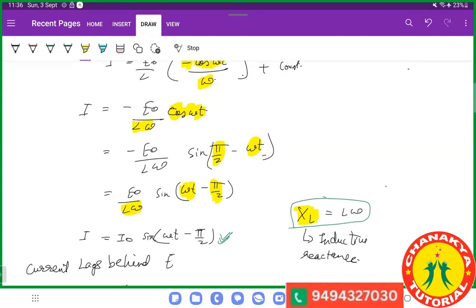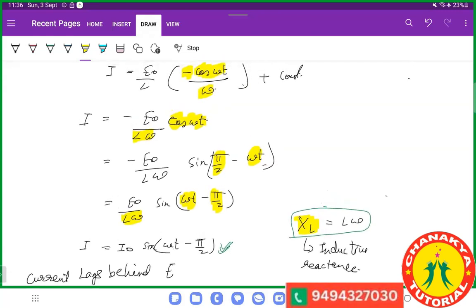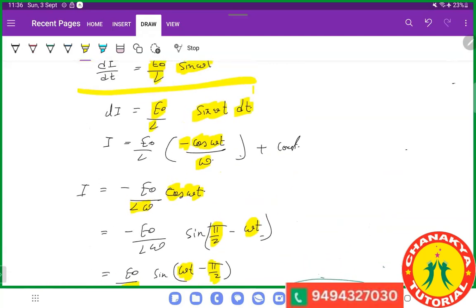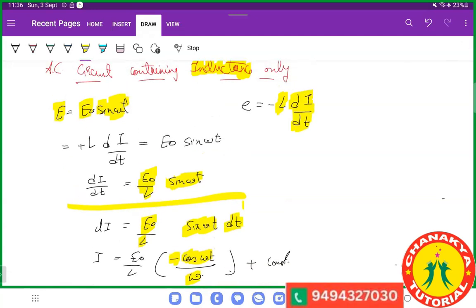Okay, if you're done, we can go forward. We are getting minus 90 here. That means current is lagging E. Why do we say lagging? Because here we have taken sine omega t, and here we are getting sine omega t minus 90. So it is minus, and we say it is lagging. So in an inductor, current lags.